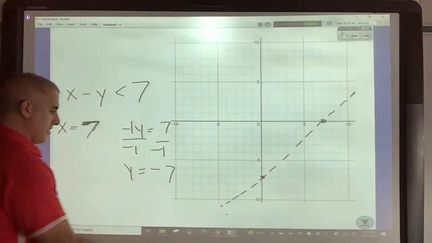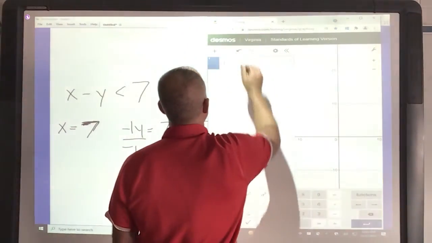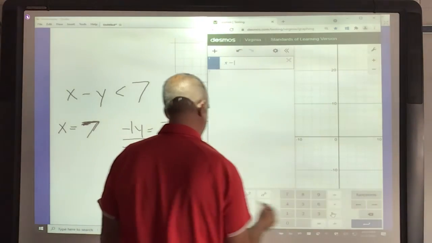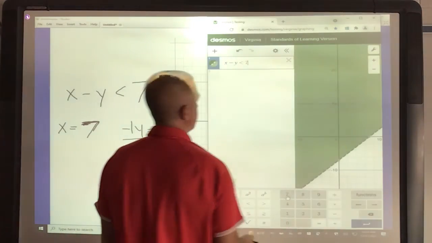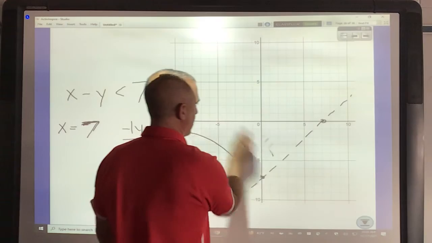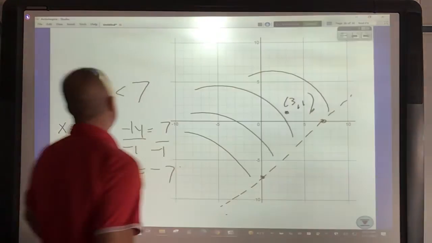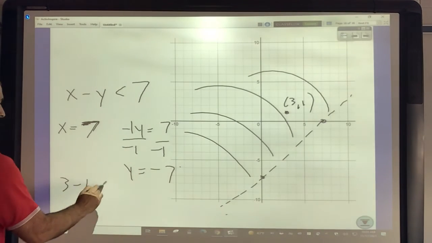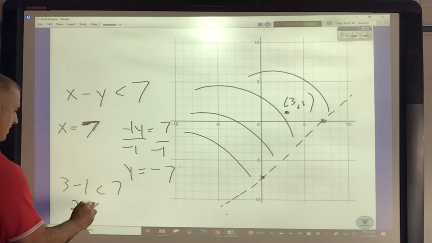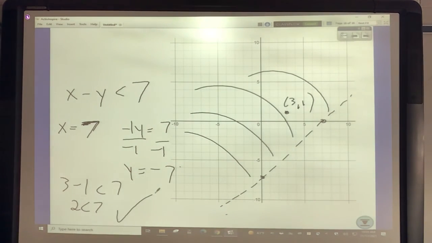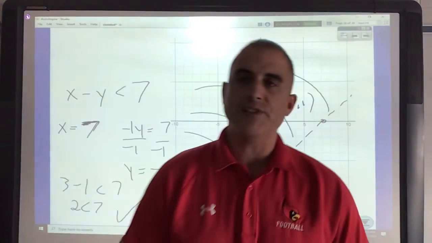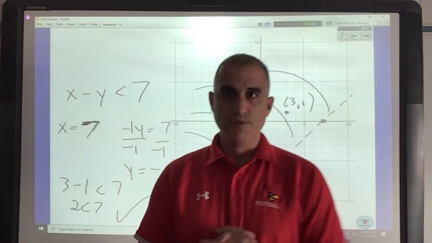Okay, all right, now go ahead and put this into Desmos to help me get the shading. X minus y less than 7. Okay, the shading is there. Once again, what does that mean? If I picked out the point 3, 1, okay, 3 minus 1 is 2, 2 is less than 7, and that's why that works, okay? So you should be able to complete the rest of the classwork using this as a guide.